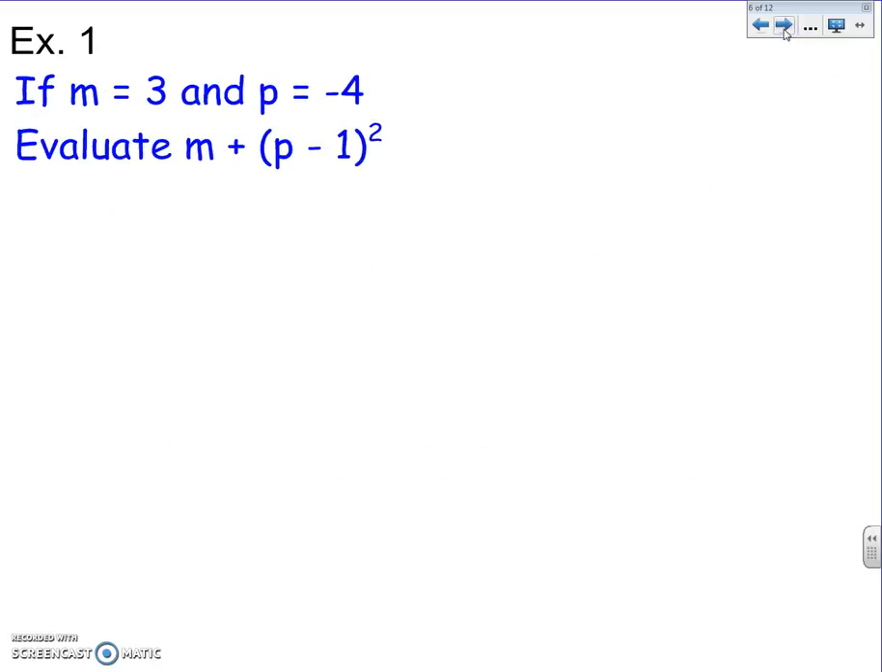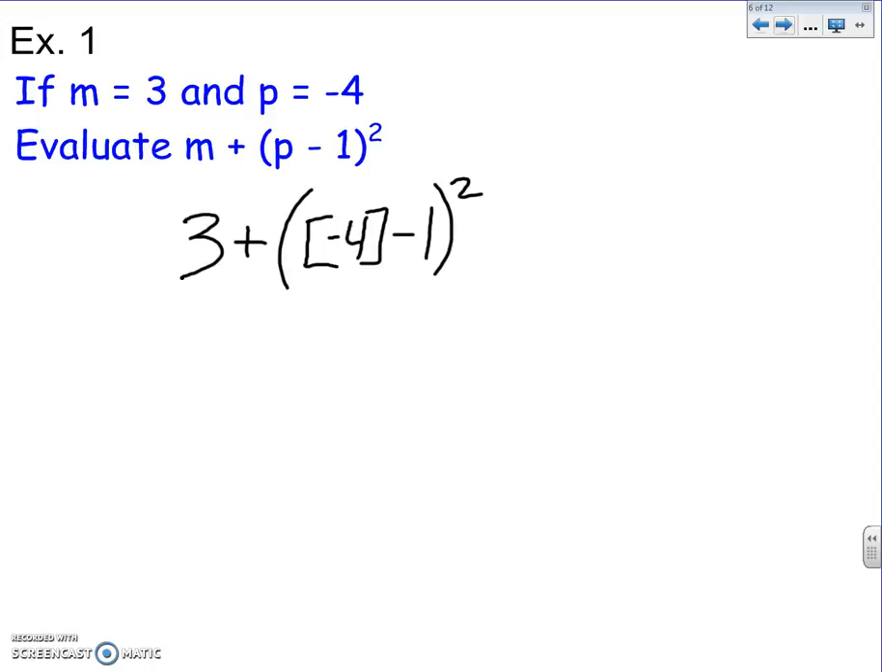Our first example says if m equals 3 and p equals negative 4, evaluate the expression. Well, that's the problem, you can see it. First step is just plug it in. If it's negative, make sure you have parentheses around it. So m is 3, so the first one's 3, plus parentheses. P is negative 4. You could use another parentheses, but I'm going to use brackets, just to tell apart from my parentheses. That's negative 4 minus 1 squared. So now I have a problem. I just have to simplify.